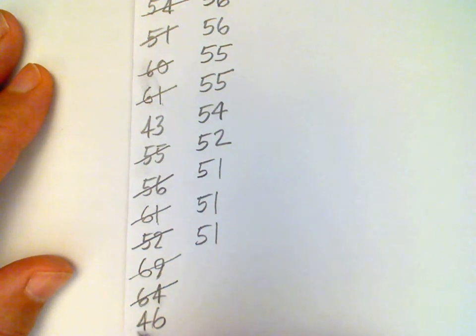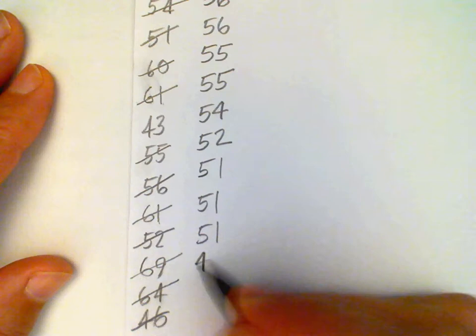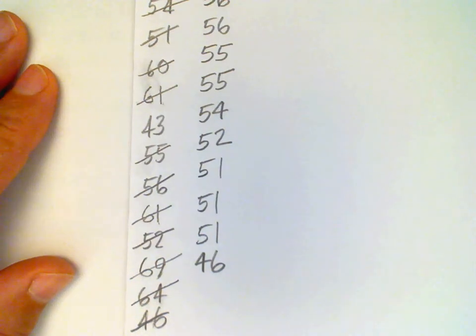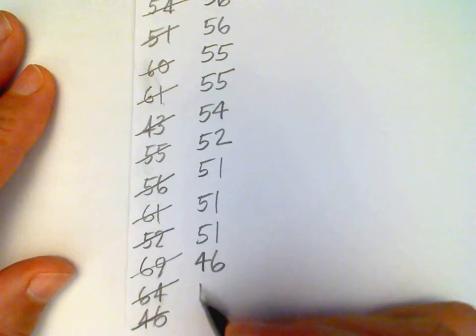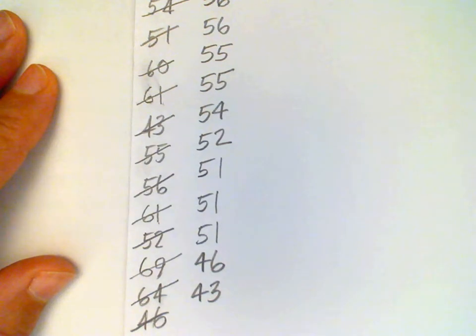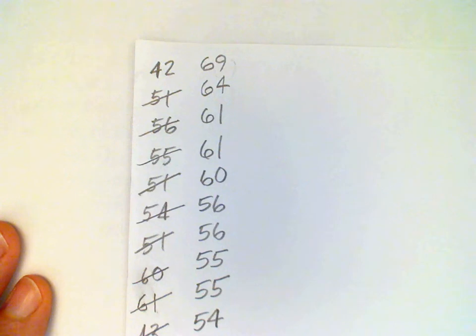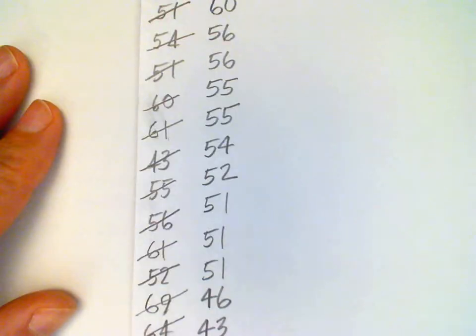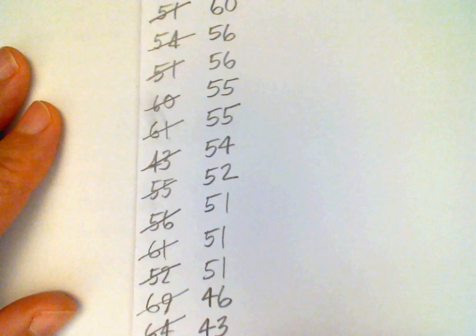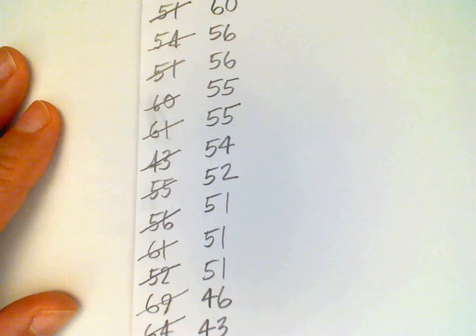And then 46, that's how old Clinton was. And then we go back to 43. And then the youngest man inaugurated was Teddy Roosevelt. Okay, so now I have my list in numerical order.